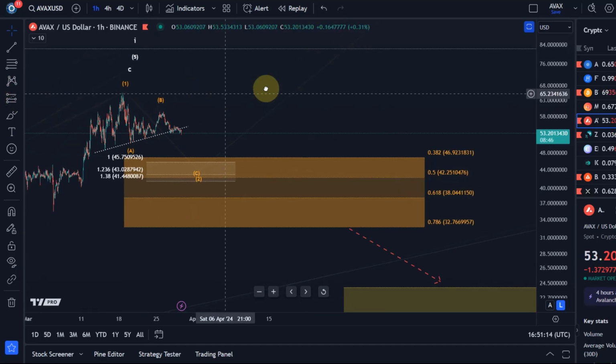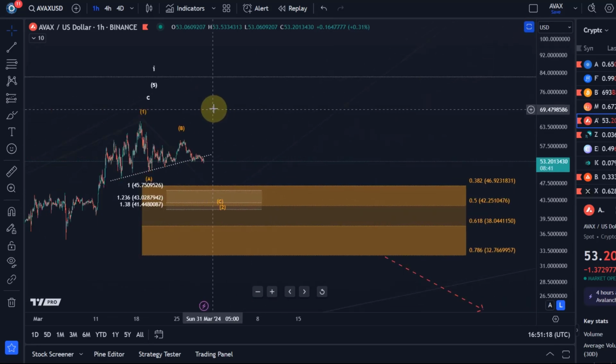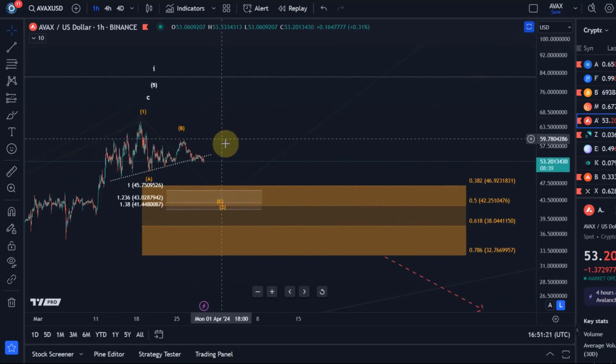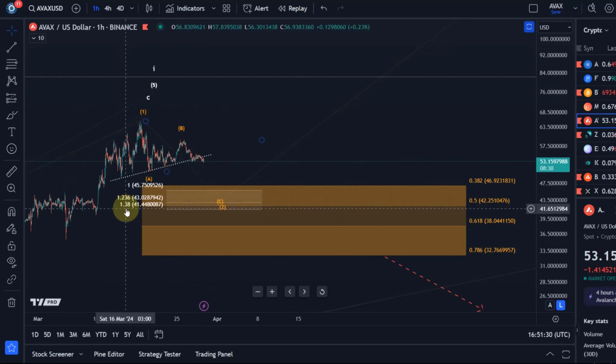Now, there are always different ways how such a correction can unfold. But first of all, this overall scenario is a short-term bullish case. And the main support area, and that's just the standard support area, is between $32.76 and $46.92. That doesn't mean that we have to come down all the way to $32.76, but it means we would have to allow it to if it really needs that space to correct.